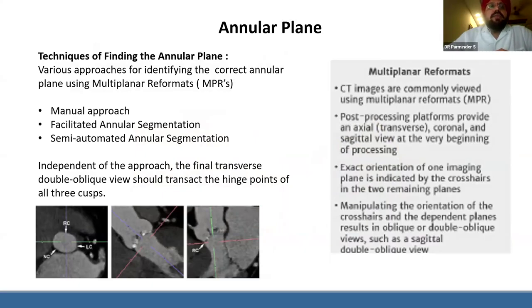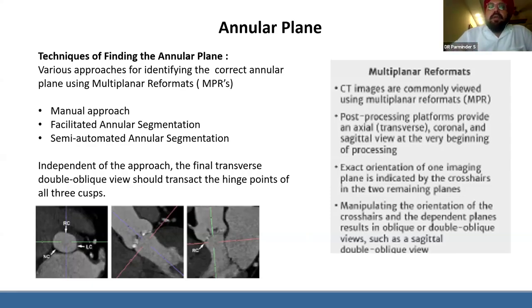So what we need to understand is that whatever approach we use, the most important thing is the final transverse double oblique view should transect the hinge point of all three cusps. If you see the three images below, you have an image on the left which shows the right coronary sinus, non-coronary, and left coronary sinus. So this should reflect the hinge points of all three cusps. Whether we use a manual approach or an automated approach, this is what we target.